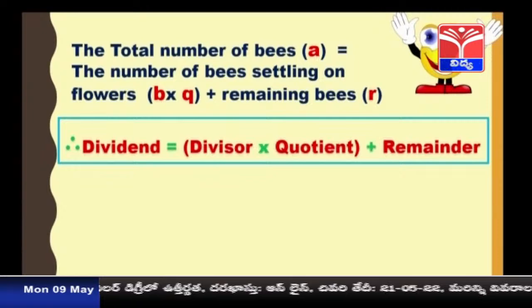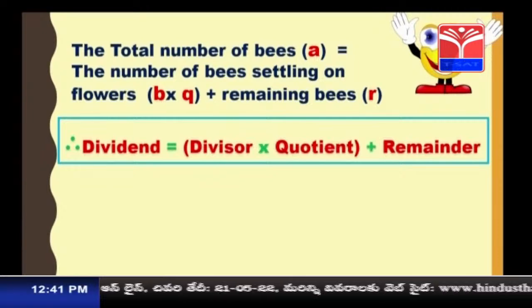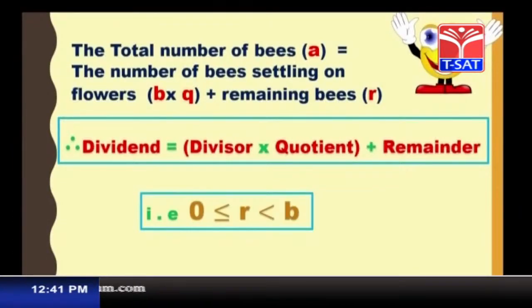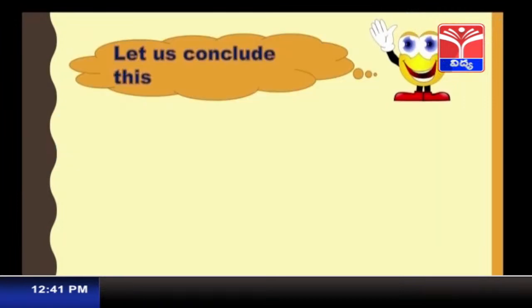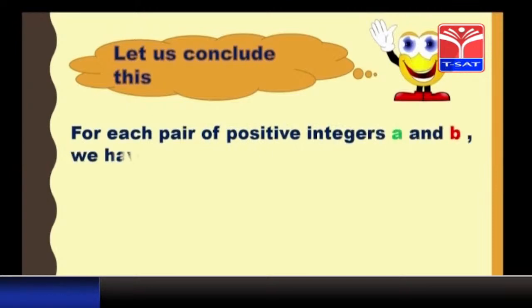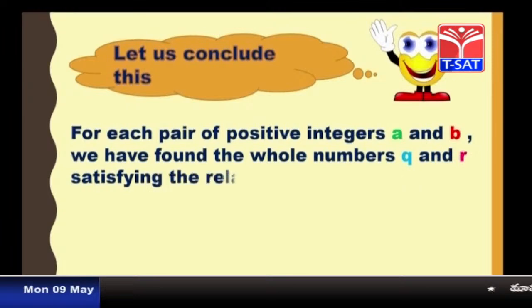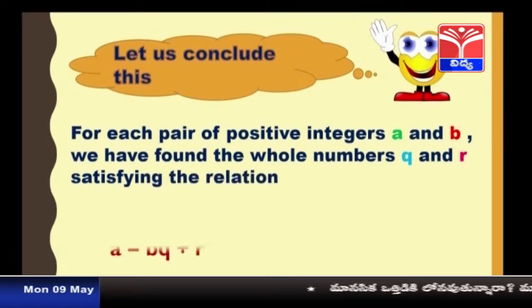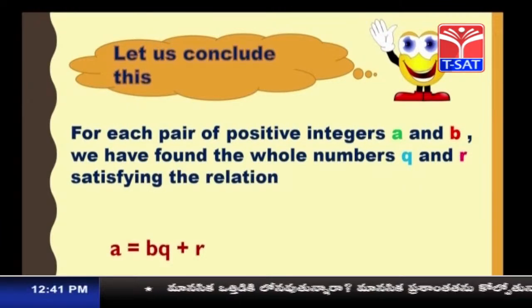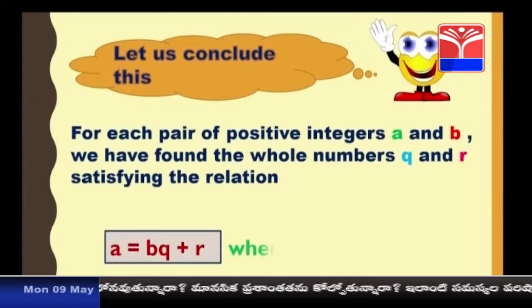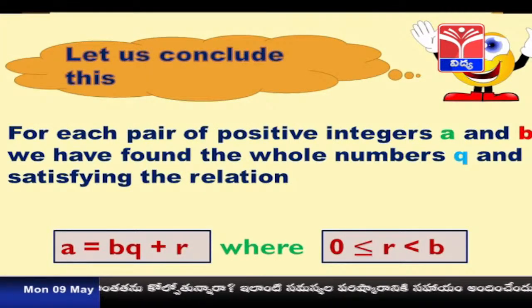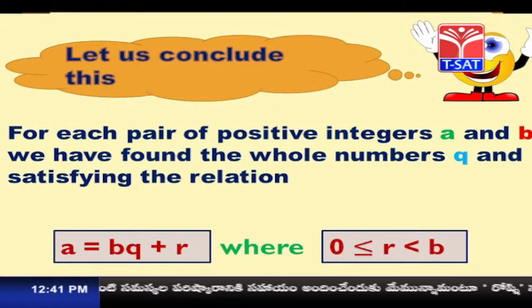Here the remainder is either 0, or if it is greater than 0, it should definitely be less than the divisor, which can be written as 0 less than or equal to R less than B. Let us conclude this. For each pair of positive integers A and B, we have found whole numbers Q and R satisfying the relation A is equal to BQ plus R, where 0 less than or equal to R less than B.